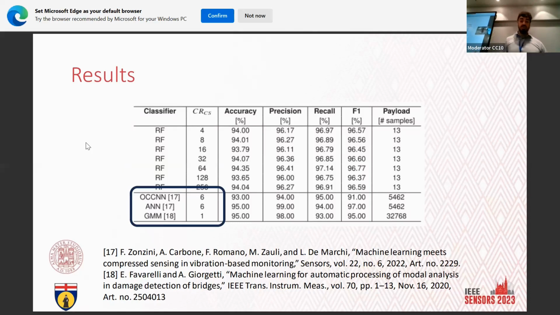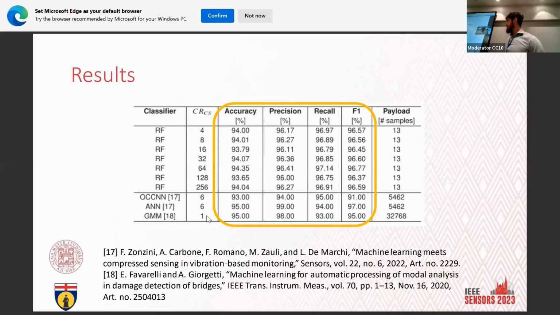In fact, as you can see, the compression rate is much smaller. They can reach 6, because if you want to reconstruct the information, you cannot lose too much information. In this case, they were not compressing at all. Okay. This is the generalization performance of our model.